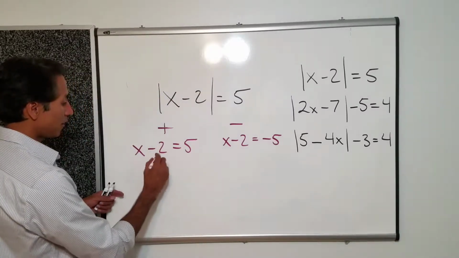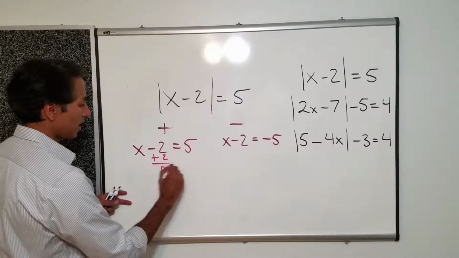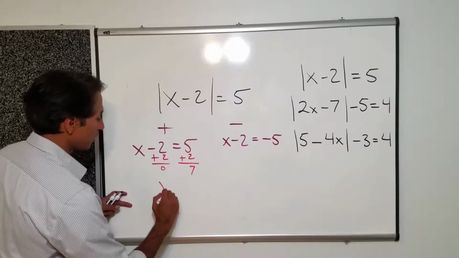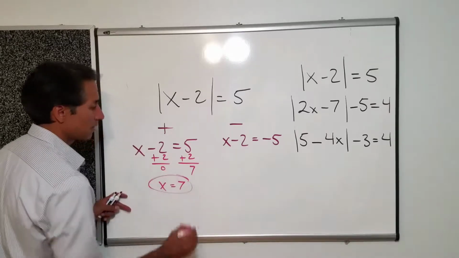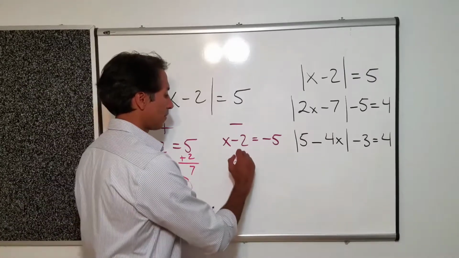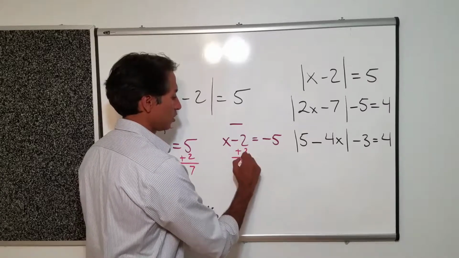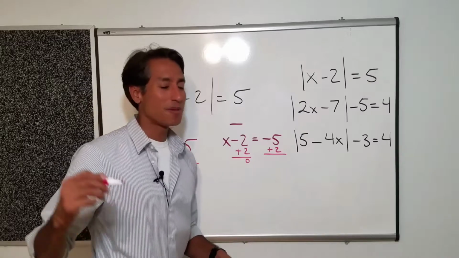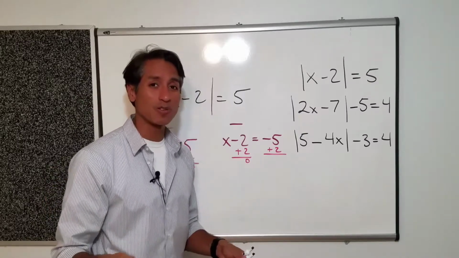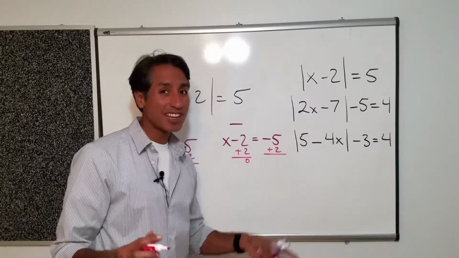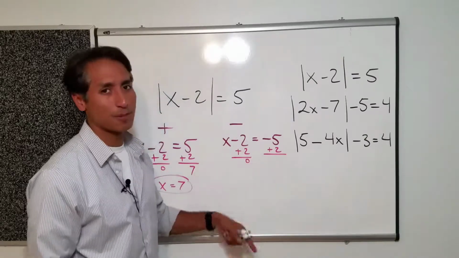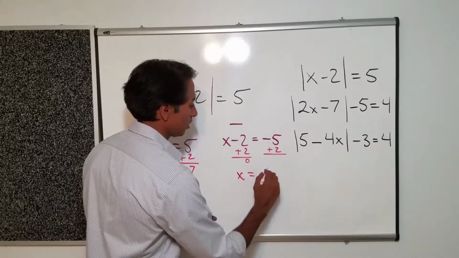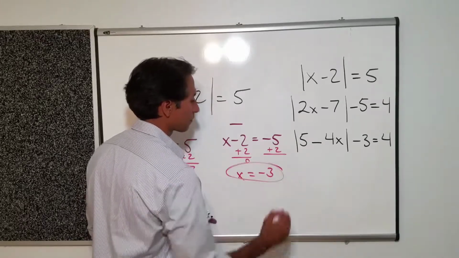So we isolate the variable by adding 2 to this side. What you do to one side, you got to do to the other. So x equals 7. Over here, same thing, add 2. What you do to one side, you got to do to the other. Again, I'm hoping you're seeing that these rules of math don't change. Maybe they slightly change, but for now they're pretty much the same through a lot of this Algebra 1 stuff. x is equal to negative 3.